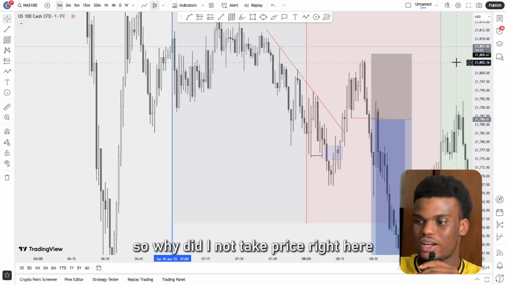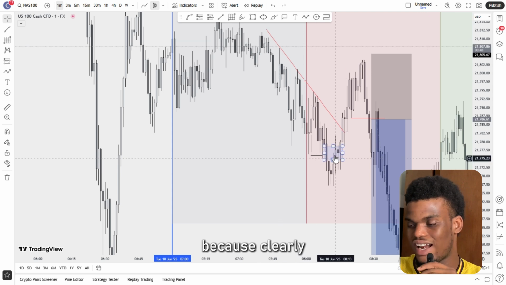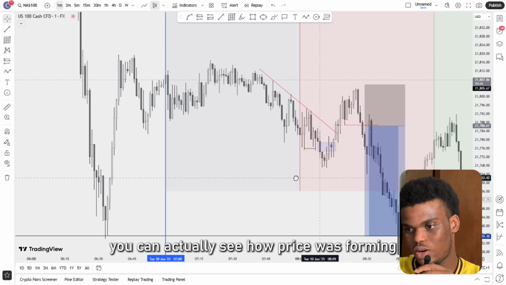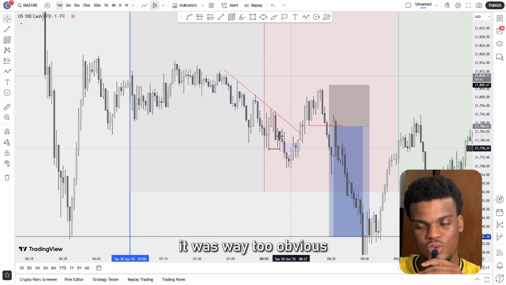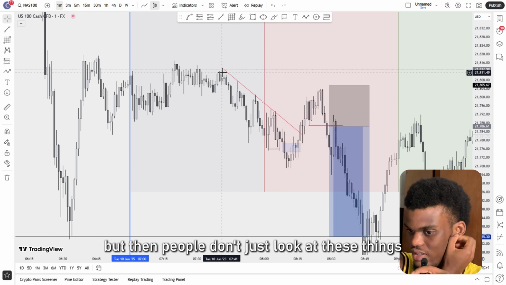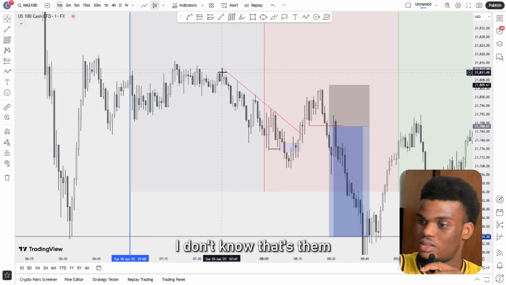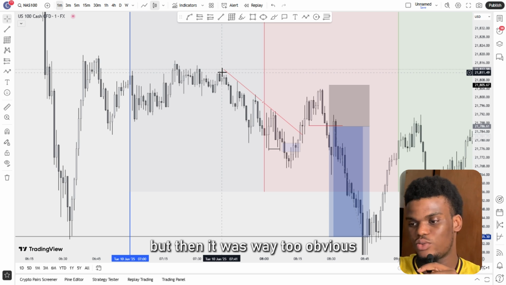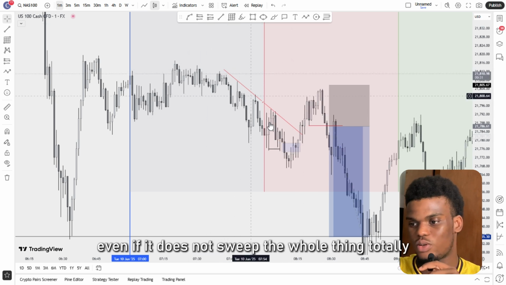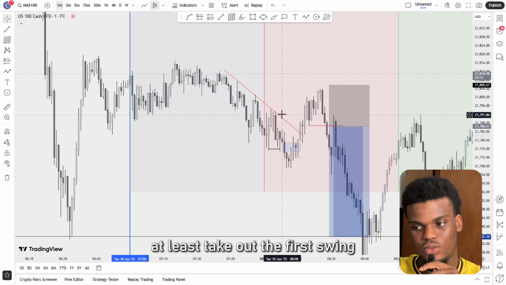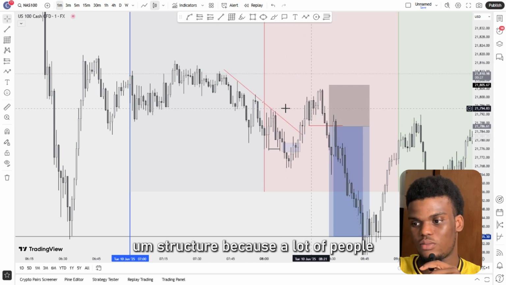Okay, so why did I not take price right here? Because clearly you can see how price was forming. Can you see this trend line liquidity? It was way too obvious. But then people don't just look at these things. It was way too obvious that price would clearly have to come back and sweep it, even if it does not sweep the whole thing totally, at least take out the first swing structure.